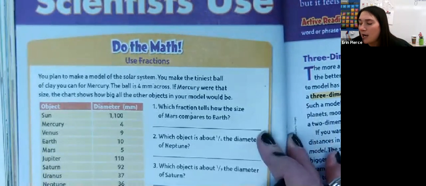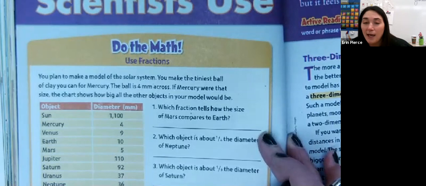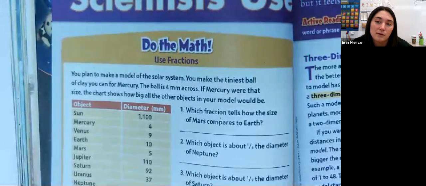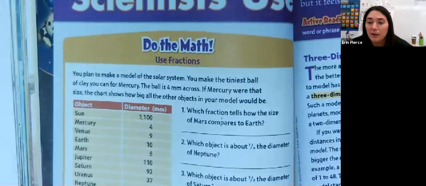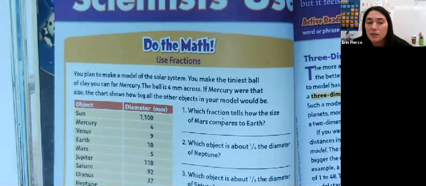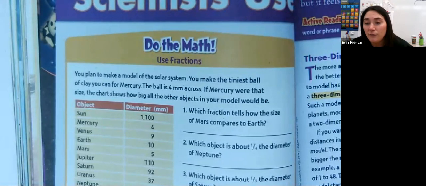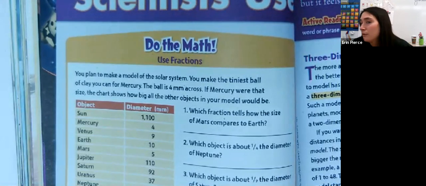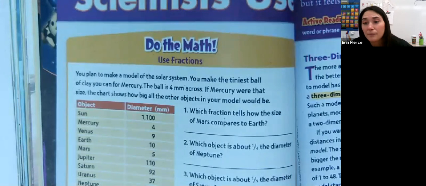Mars is 5, so Earth is 10. What fraction would tell us the size of comparison of Mars to Earth? Olive? 6.